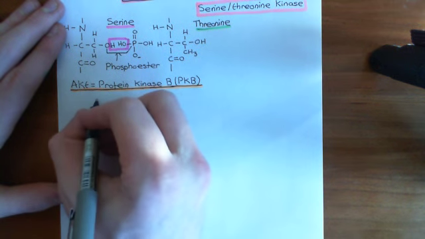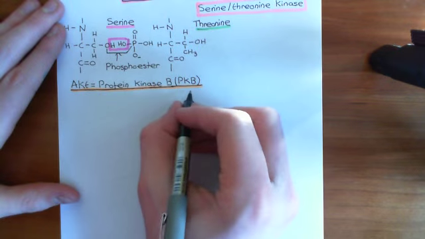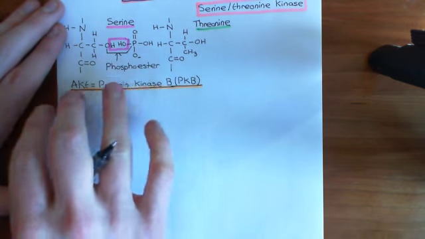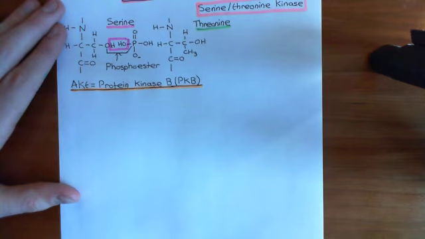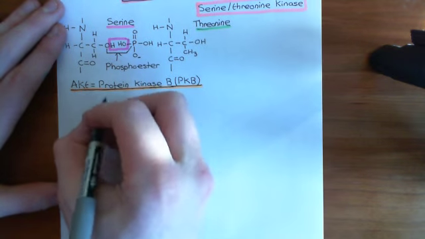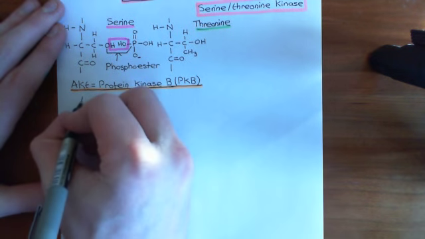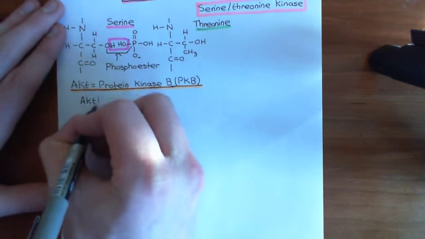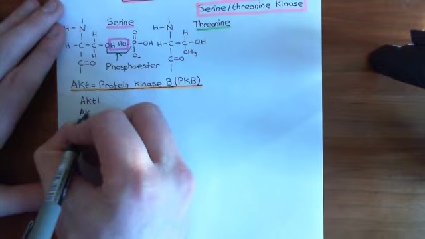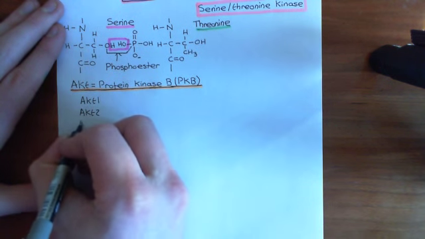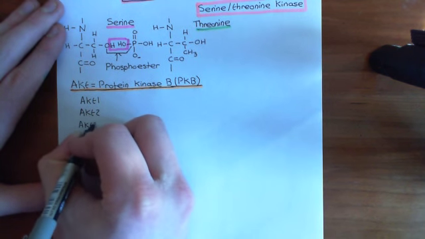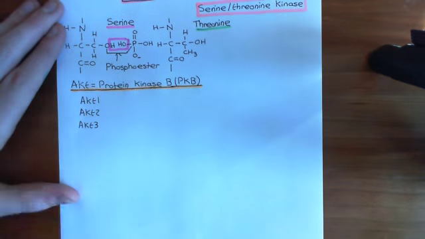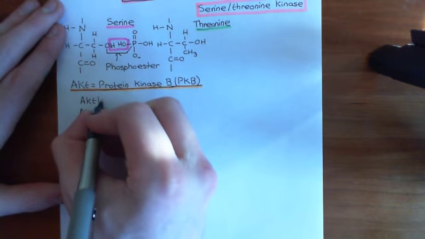Now, there are 3 genes which code for protein kinase B enzymes, and they're a single protein. They are a single polypeptide. They're not a complex of proteins. So the 3 genes that code for protein kinase B enzymes are known as AKT1, AKT2, and then AKT3. And these are all separate genes. They will all have different sequences of organic bases and therefore will code for proteins which have different sequences of amino acids.